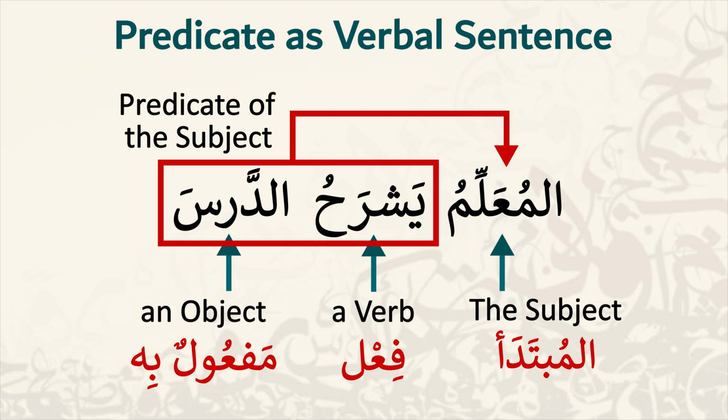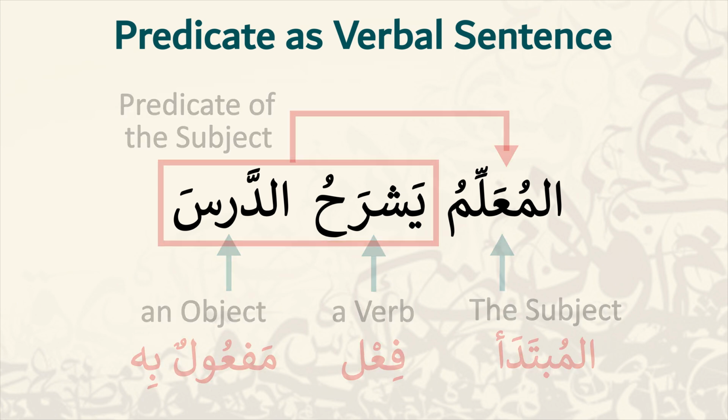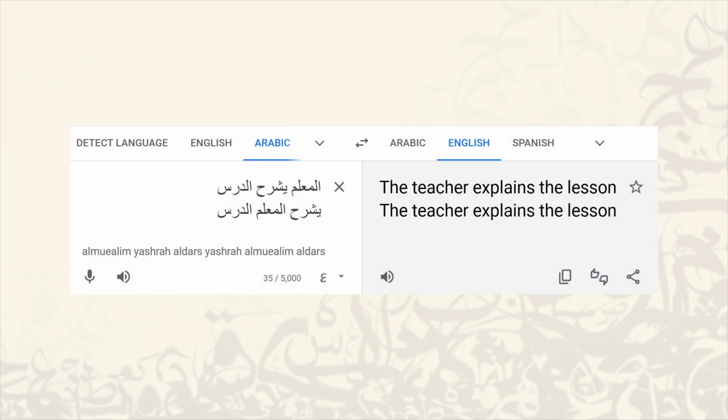An additional point for you. If you have a nominal sentence like this, you can easily convert it to a verbal sentence by exchanging positions between the verb and the subject. Here it becomes a verbal sentence, as it begins now with a verb. And despite both of them having the same exact meaning, even if you type them in Google Translate, it will give you the same translation, the teacher explains the lesson. But the construction in Arabic is different.